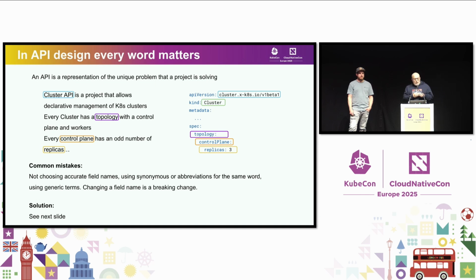If you use a generic term lightly without thinking carefully about it, your user might be confused. What does this mean? Okay. And making the user confused is not the only issue. The real problem is that when you choose the wrong keyword, then changing a keyword, renaming a field in your API, is a breaking change. So what is the solution here?